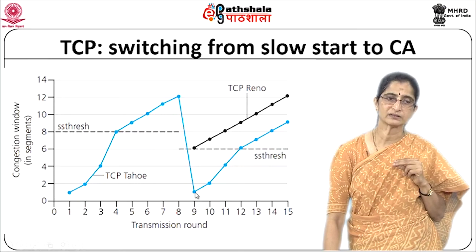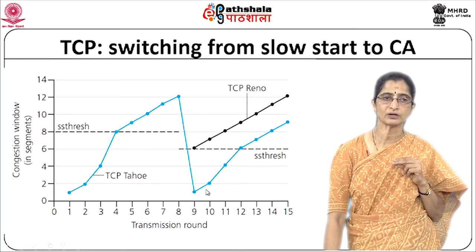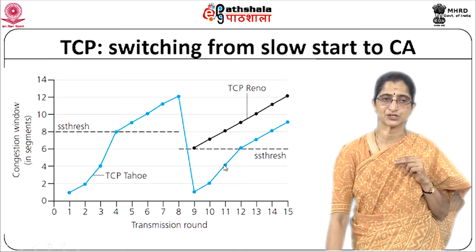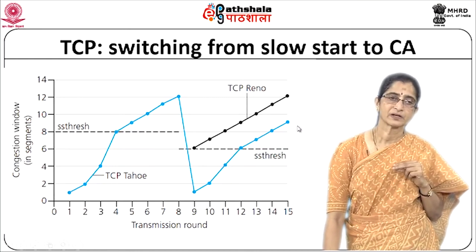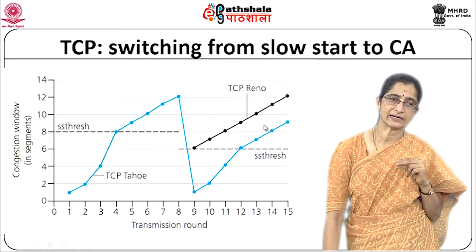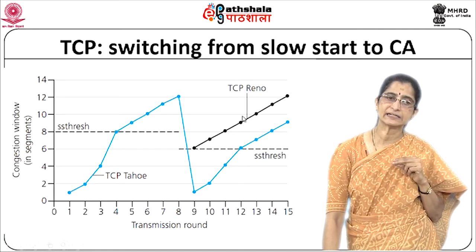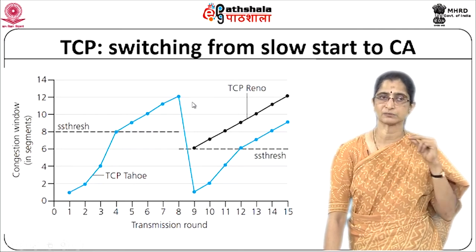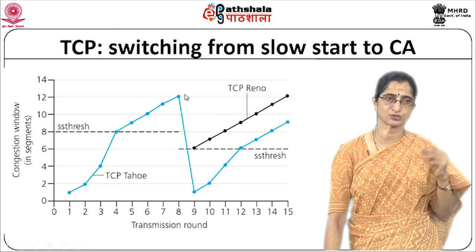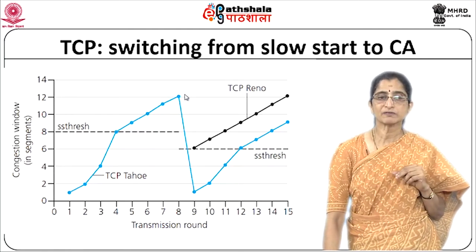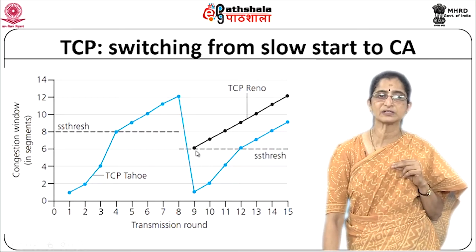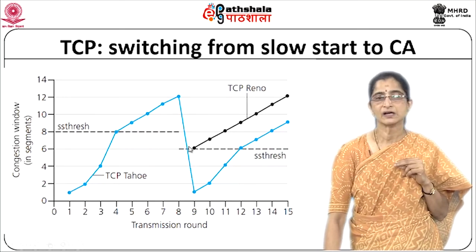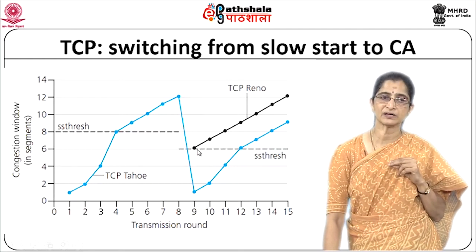So it will go to 1, then go to 2, then go to 4, and before going to 8 it will hit the threshold. So it will set it to 6 and start doing a linear increase from there. Now TCP Reno, on the other hand, the moment it detects the loss of packets, that is, it gets the 3 duplicate ACKs, goes into the fast retransmit phase. So it will now set the congestion window to half the original congestion window, that is, it will set it to the value of 6. Now from 6 it will start doing a linear increase.